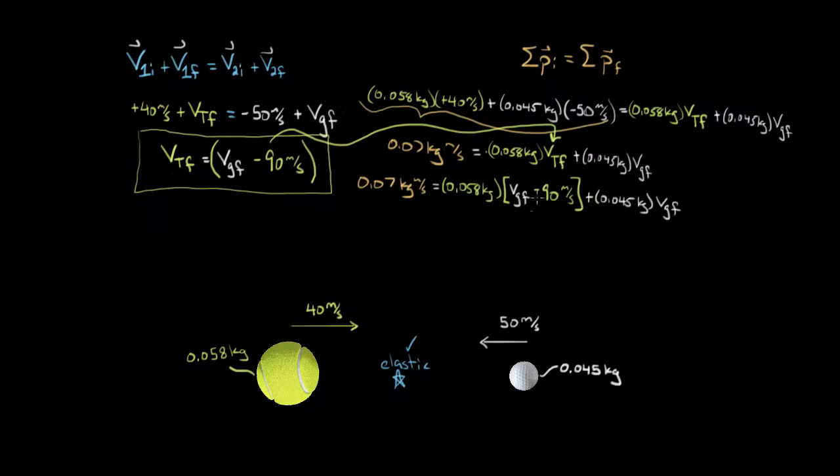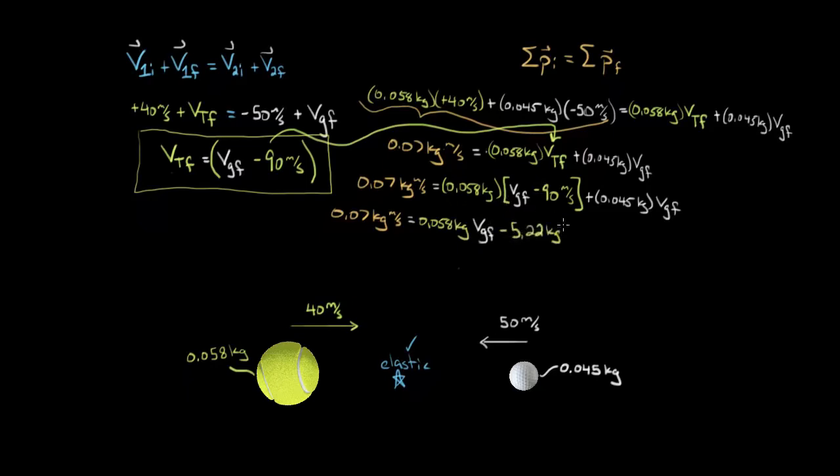And we're actually almost done over here. Let me show you how close we are to finishing this thing. I just need to multiply through this term right here. So what am I going to get? This left-hand side stays the same. And then when I multiply through 0.058, I'm going to get 0.058 times the final velocity of the golf ball. And then negative 90 times 0.058 is negative 5.22.